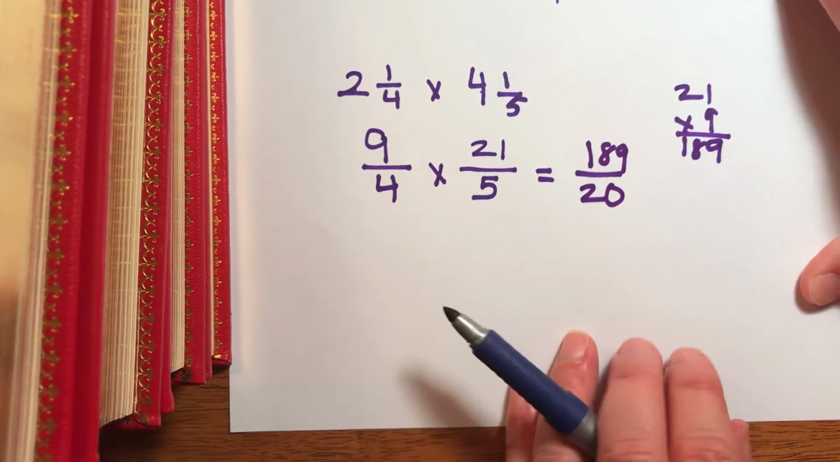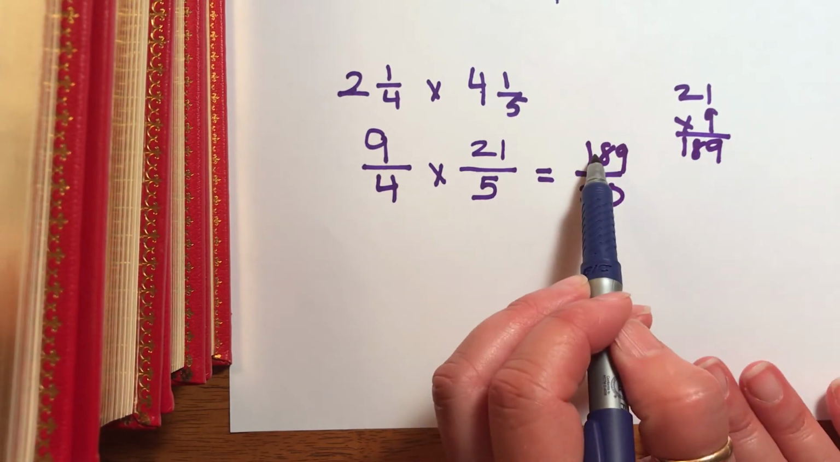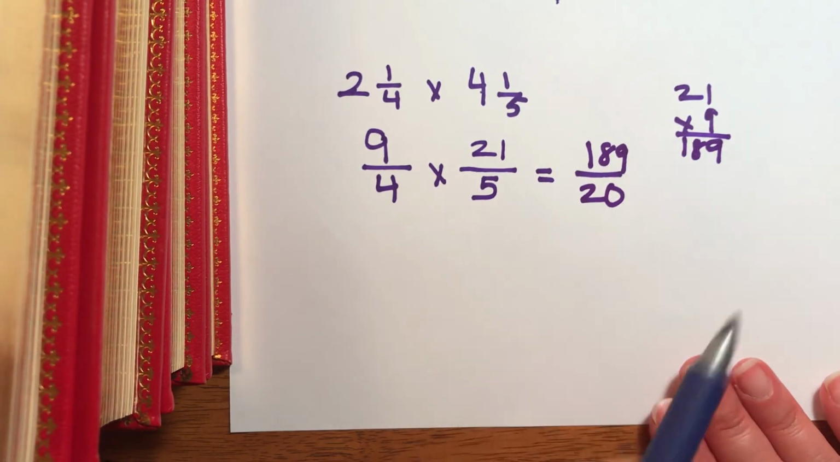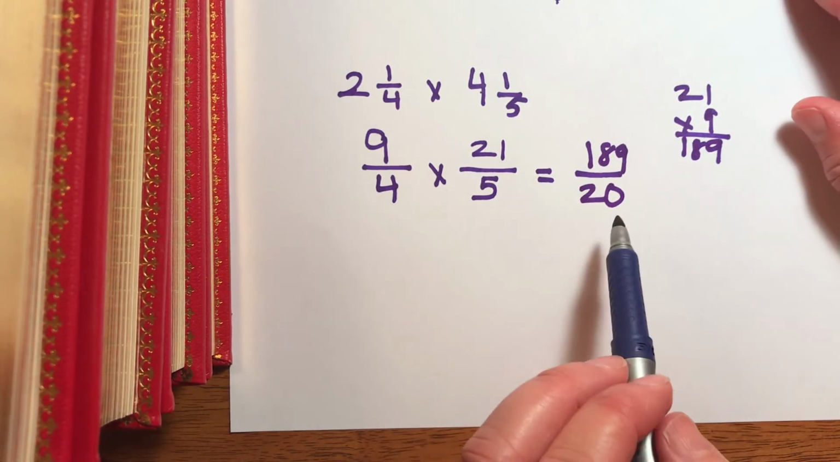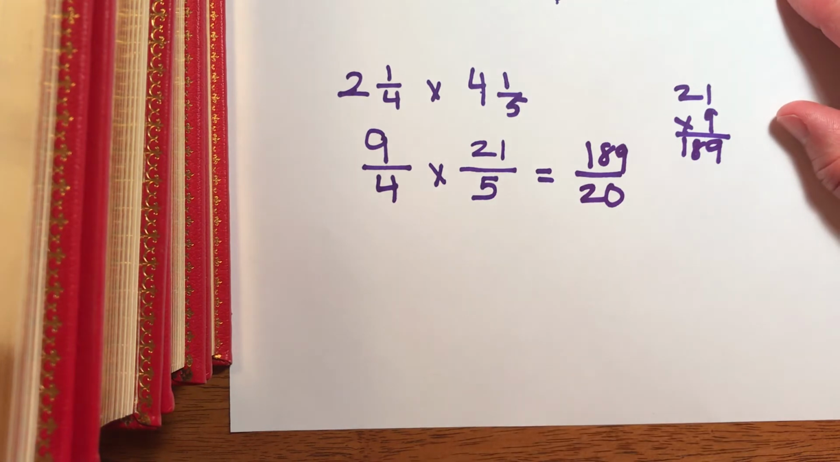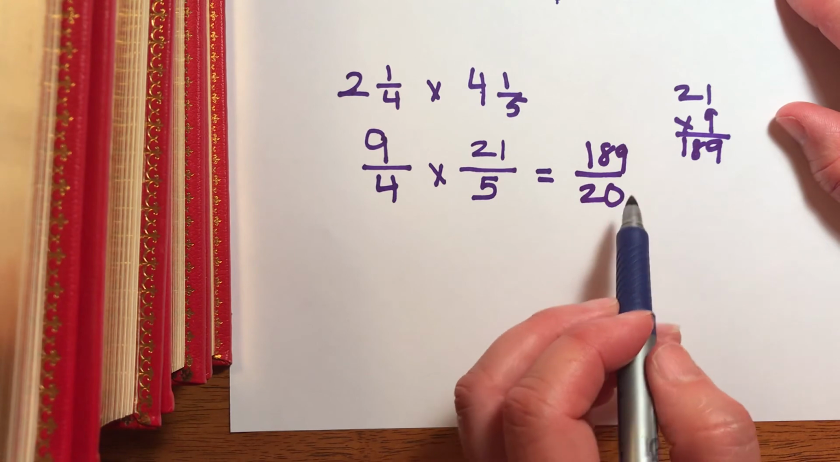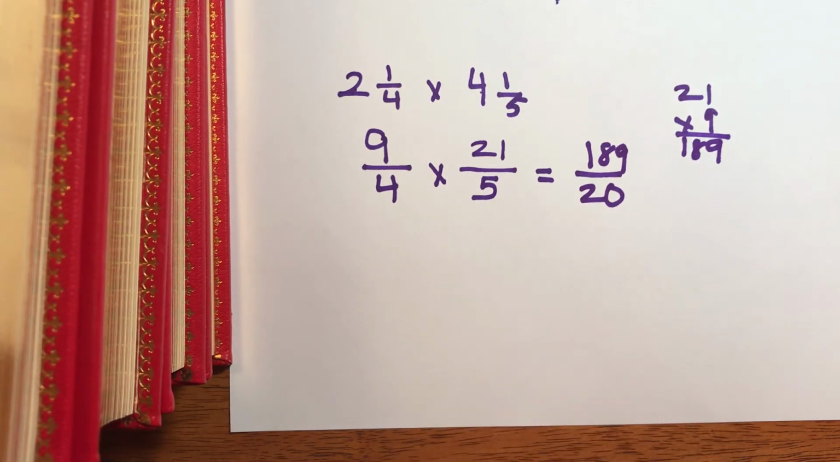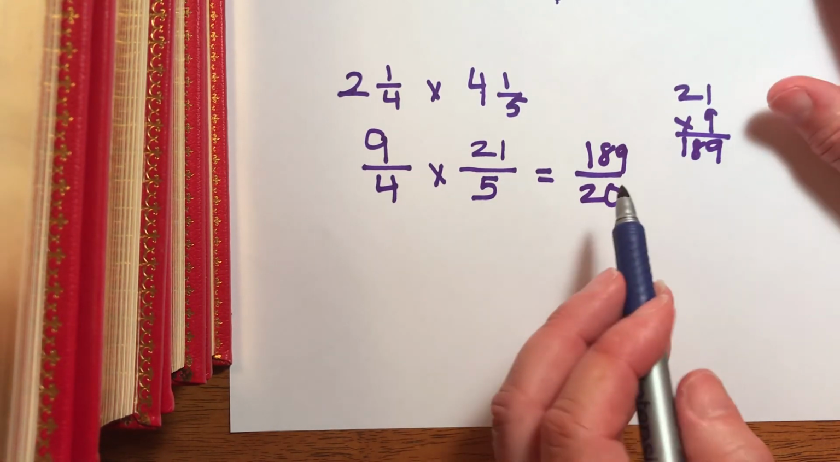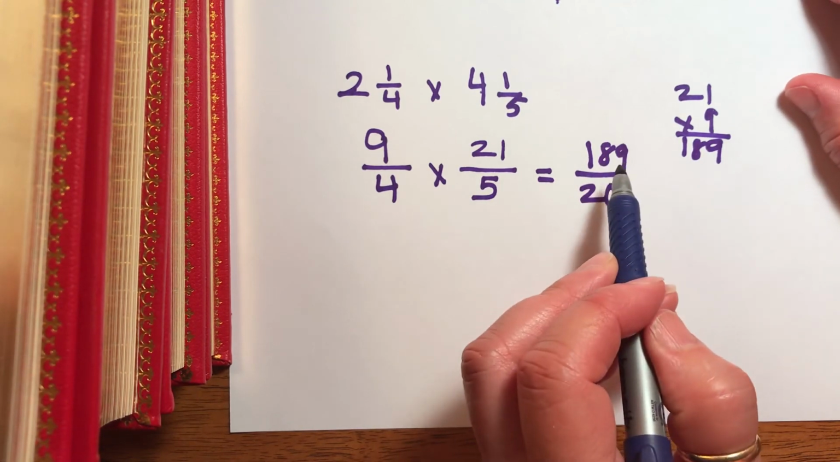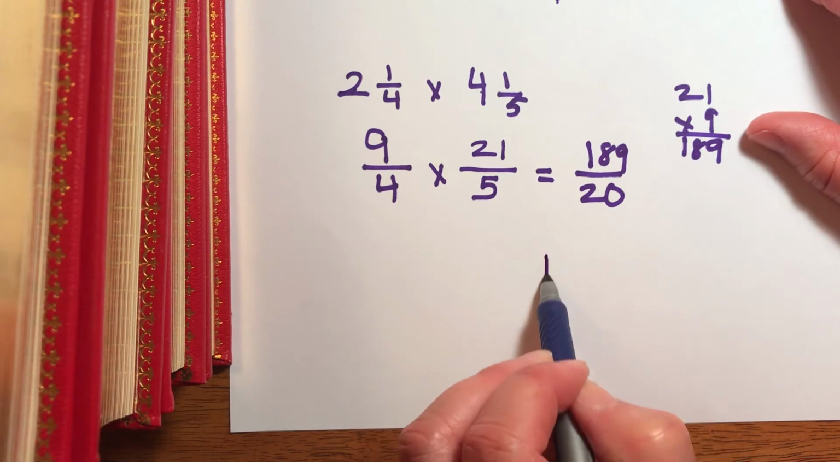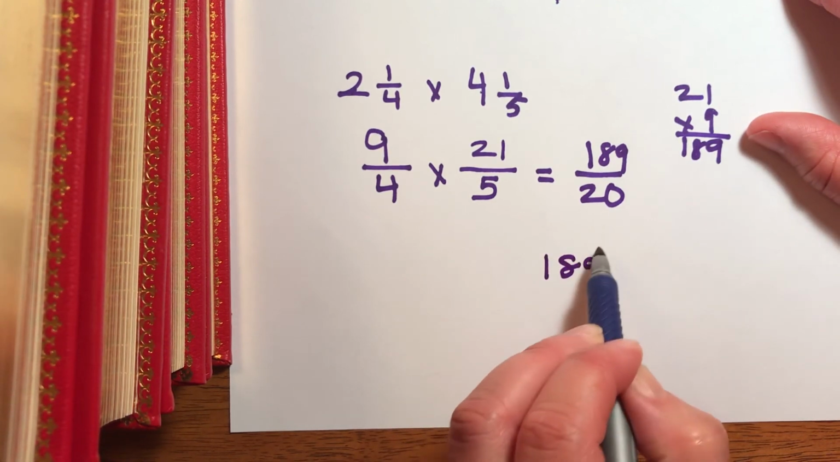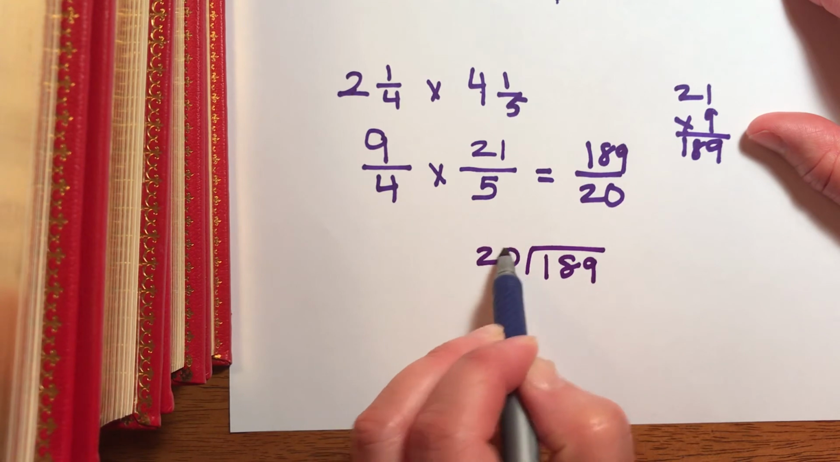Now I'm going to go ahead and divide my 189 by 20 because I do have an improper fraction. And I'm going to do that before I simplify with my prime factors. The only reason I'm waiting to do that is because I want the fraction that I need to simplify to be a little bit smaller than this. It would be kind of hard for me to do prime factors for 189. Too many numbers to deal with. So I want to take my 189 and divide it by 20.